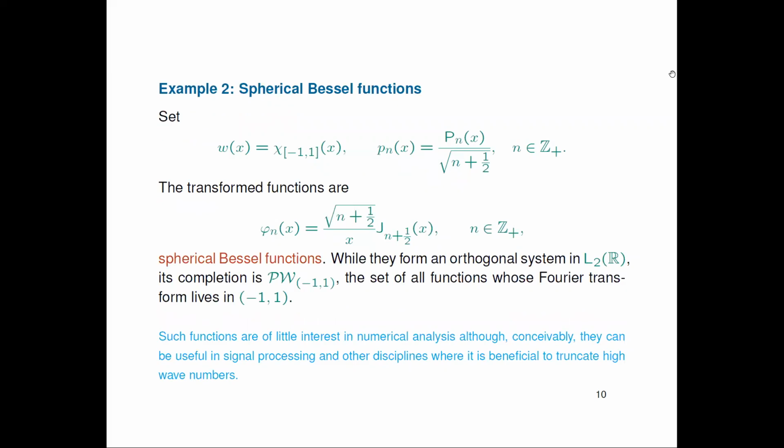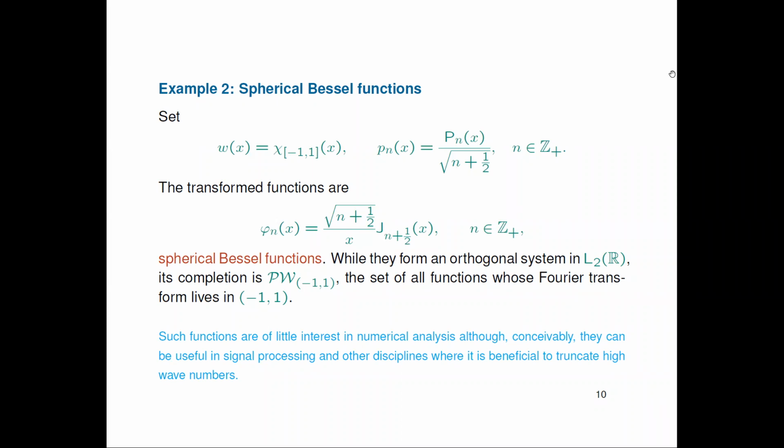Okay, let us see another example. Let's take Legendre polynomials, normalized to be of norm 1. So now our weight is 1 in the interval minus 1, 1, the characteristic function of the interval minus 1, 1, and the transform functions are beautiful. They are spherical Bessel functions times the normalizing factor. And they form, it is not a well-known fact, but it is very easy to prove, an orthonormal system in L2. But the system is not complete in L2. The system is complete in a Paley-Wiener space because every function that you can obtain as a linear combination of these phi n's, its Fourier transform will live in minus 1, 1.